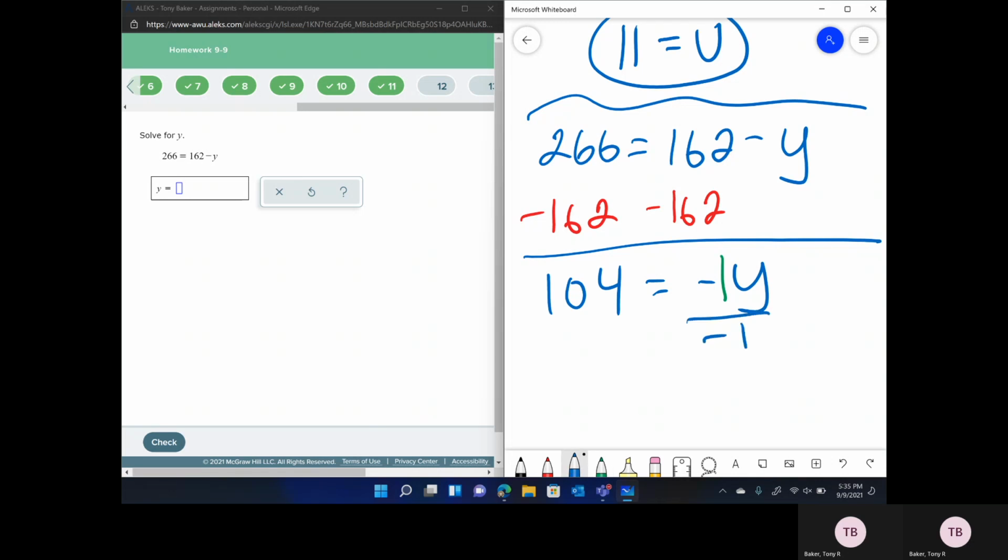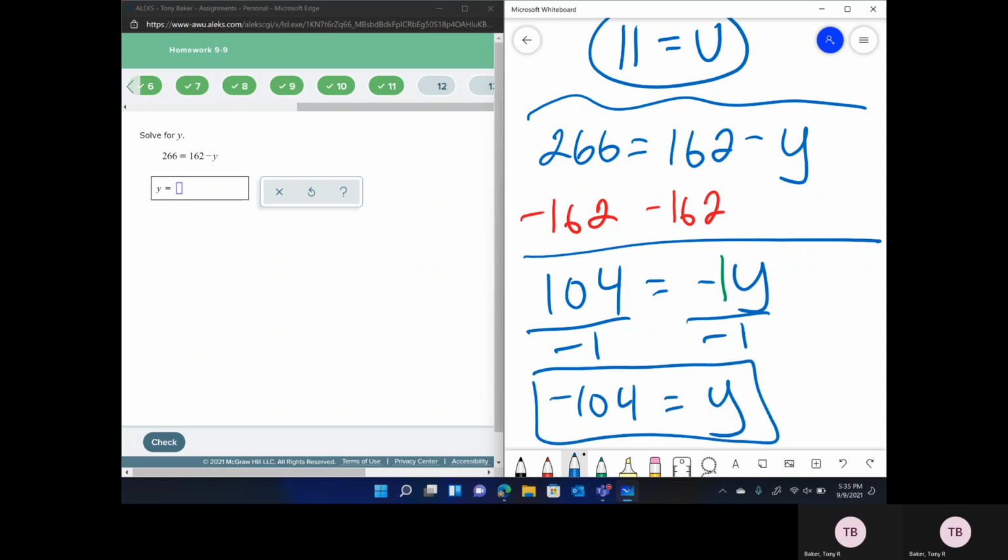So in this case, I'm going to divide by negative 1 because that's the number in front of the y. So that's how I get negative 104 equals y. So in essence, it's what we did before. We just swapped the signs. It's the same as the last problem I just did, but with two steps. We did the subtraction, then we did the division.